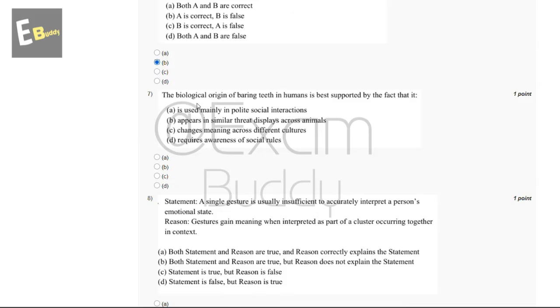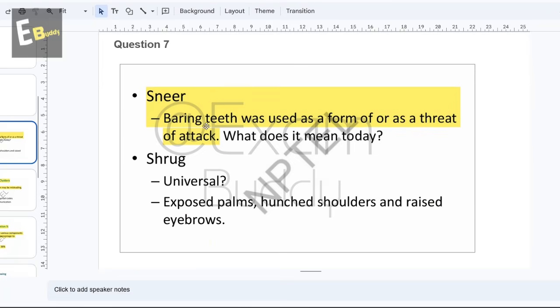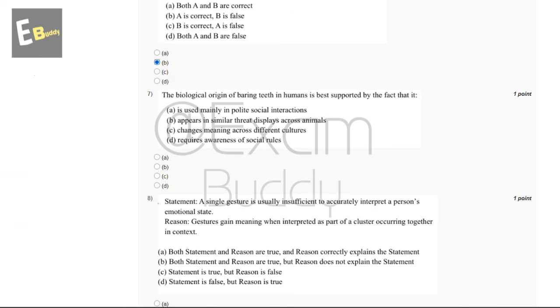The biological origin of baring teeth in humans is best supported by the fact that it. So these are the options, and now let's check the explanation. So explanation says sneer. Baring teeth was used as a form of, or as a threat of, attack. So the answer for our seventh question is B. Appears in similar threat displays across animals. And now let's go to our question number 8.